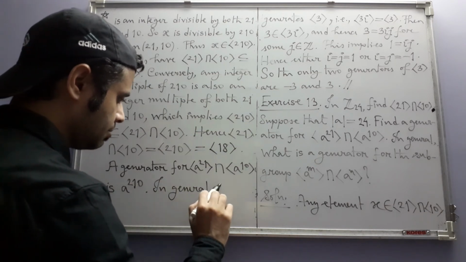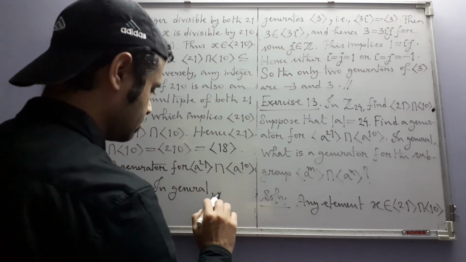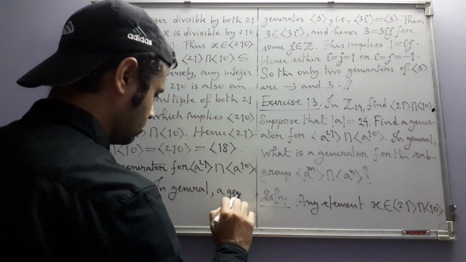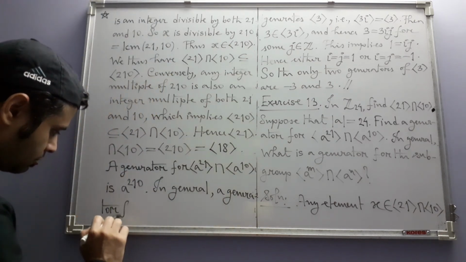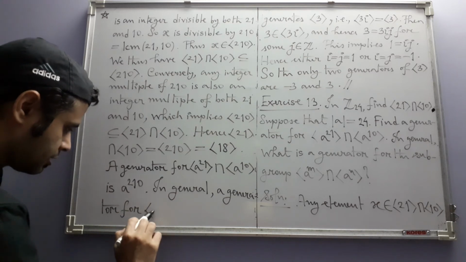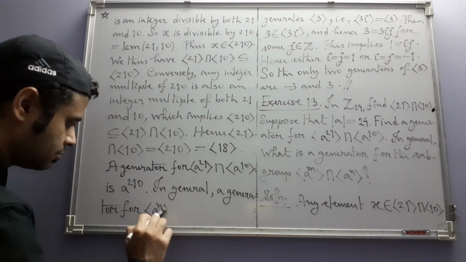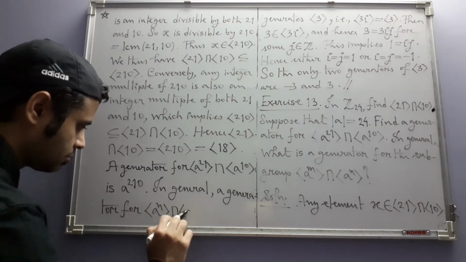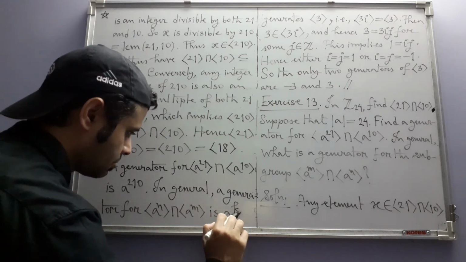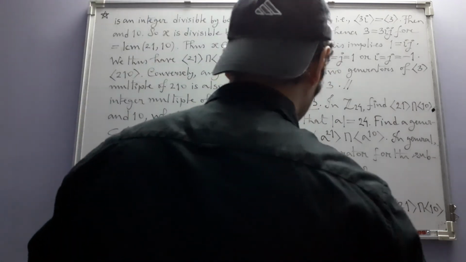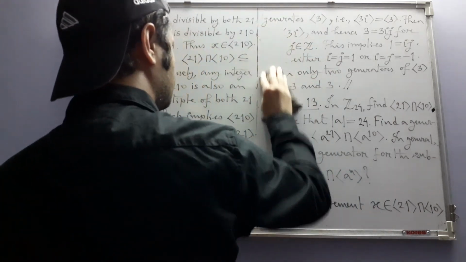In general, a generator for this group is a to the power k, where k is the LCM of n and m.